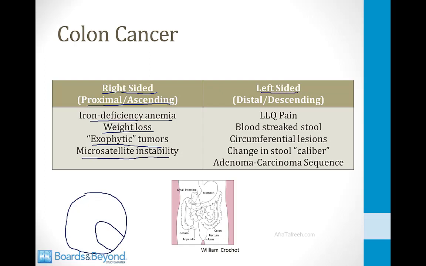Left-sided tumors, on the other hand, occur in the distal or descending colon, and they tend to present with left lower quadrant pain because they are often found in the left lower quadrant. They often present as blood-streaked stool. The cancer is near where stool exits the colon, and therefore streaks of blood are sometimes seen.